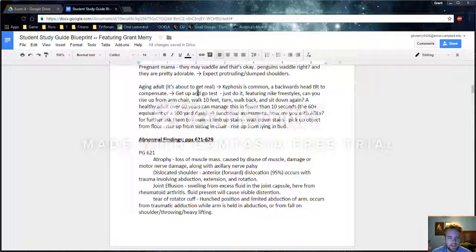So then the aging adult, it's about to get real. Pause if you want to or whatever. Kyphosis is common, with a backwards head tilt to compensate. Kyphosis is the inwarding of the shoulders forward. So the get up and go test is, just do it. Nike. Can you rise up from a chair, walk 10 feet, turn, walk back, and sit down again? A healthy adult over 60 can manage this in fewer than 10 seconds. It's the 60s equivalent of a 100-yard dash.